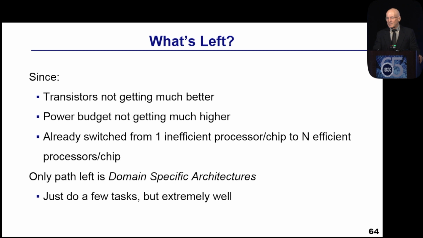So what are we going to do? Transistors aren't much better, the power budget's limited, we've already done the multi-core trick. The only thing left that architects know what to do is what we call domain-specific architectures. We're going to design for a narrow class of things that won't have to do everything well, but what it does well, it will do very well.